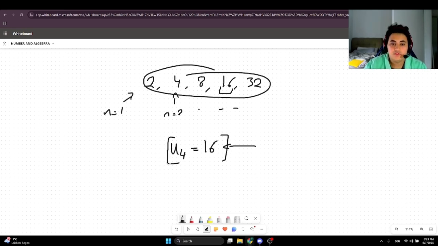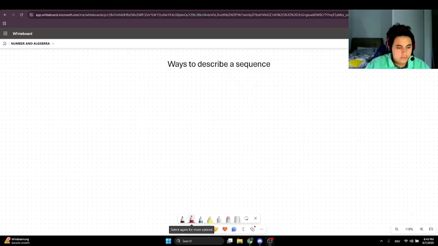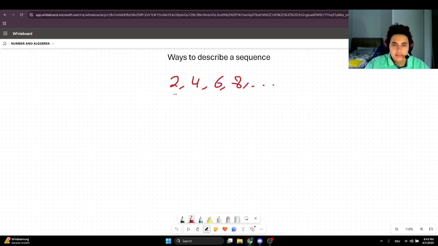Okay, let's move on to describing sequences. If a question asks you to describe a sequence or to give a general formula for a sequence, you need to be able to do that using math terms and not really write that the sequence are multiples of 2. So if this is my sequence, 2, 4, 6, 8, and then it goes on, these are multiples of 2, right? So this is 2 times 1, 2 times 2, 2 times 3, 2 times 4.